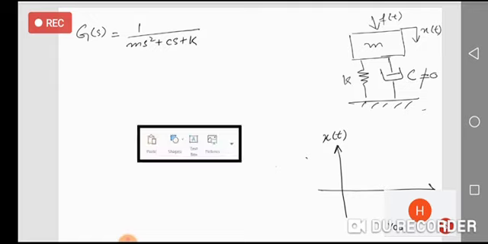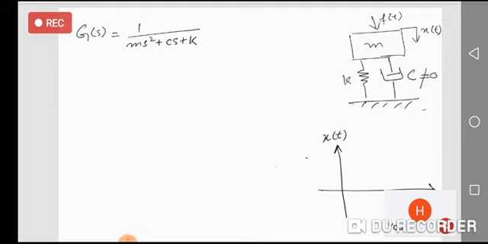Okay. So let's do a numerical example. Okay? Let's say my transfer function is, mass value is 1 s square, c value is 2s, and k value is 3. Okay? So my transfer function is 1 over s square plus 2s plus 3. Now the characteristic equation for this system will be s square plus 2s plus 3 equal to 0.